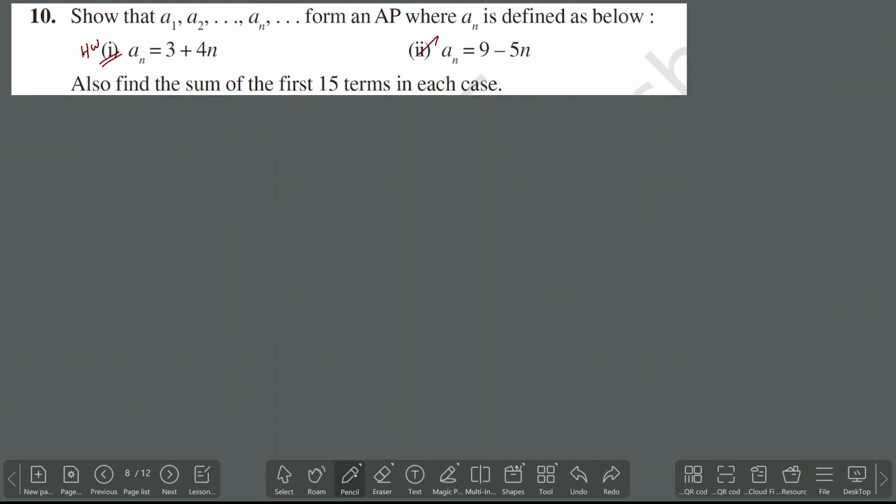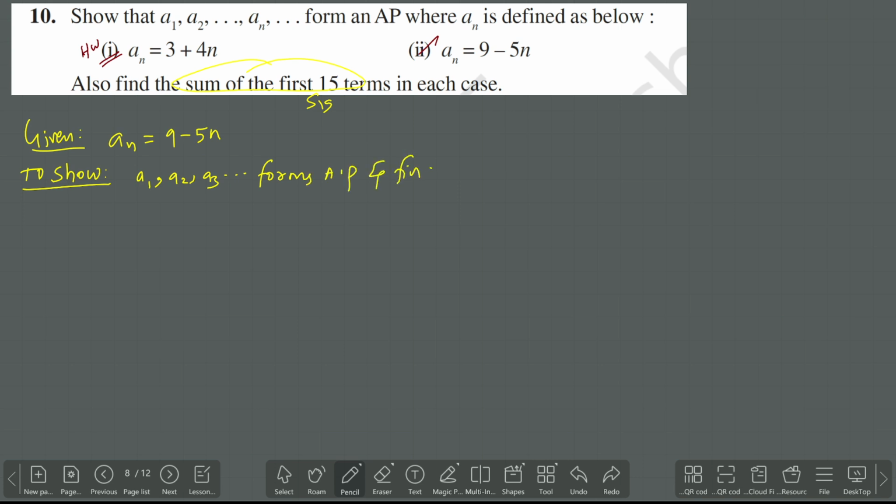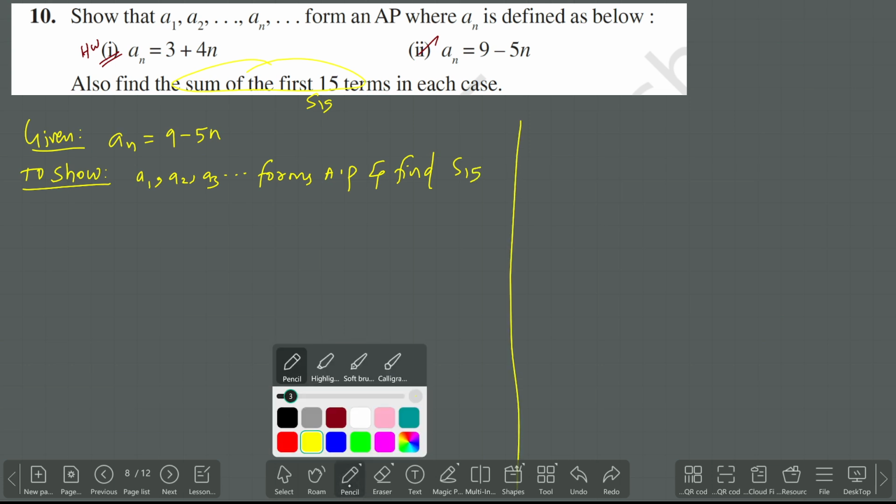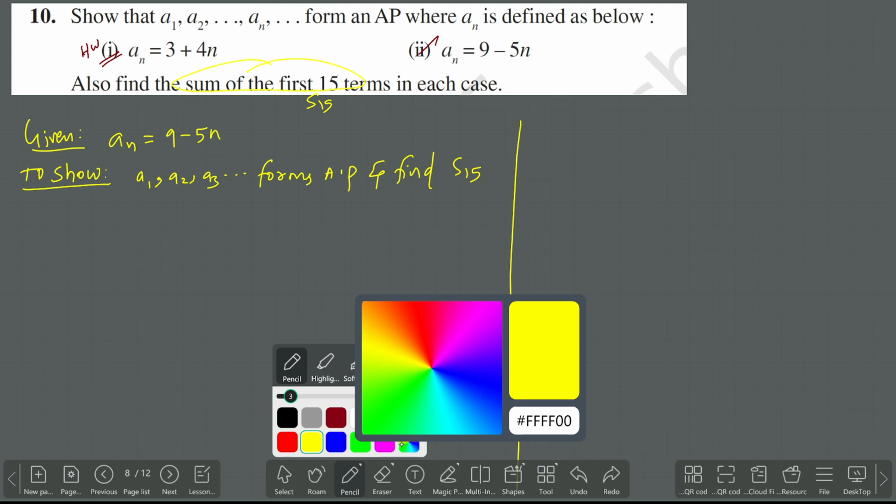You want to find a1, a2, a3 like that. After that you want to check whether they form an AP or not. Not check, they asked to prove it is an AP. Show that it is an AP. After showing it is an AP, then we have to go where? Also find the sum of the first 15 terms. That means S15 we have to find in each case. So can I do it now? In the given, an is given. an is what? 9 minus 5n. So we have to show a1, a2, a3 forms an AP, and find S15. Do you understand the question? Guys, is it okay? Right, fine. Now we are moving.